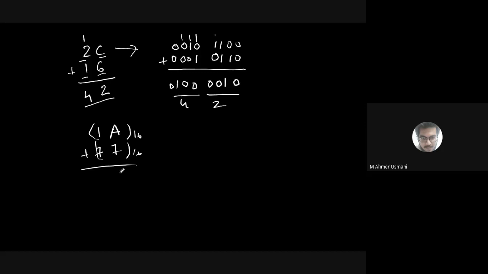A के बाद क्या आएगा? B के बाद क्या आएगा? C के बाद क्या आएगा? 11. It is 11. So one will be at sum and one will go to carry. This is 11, right? Yes.